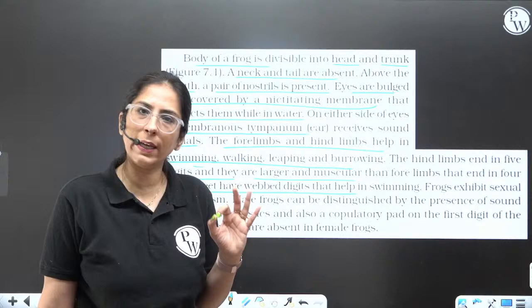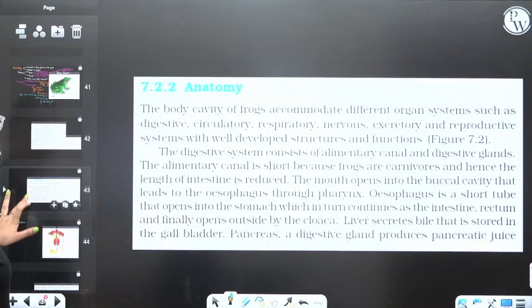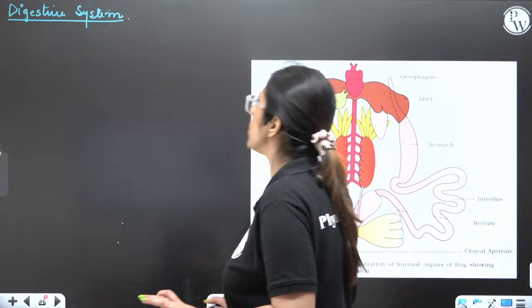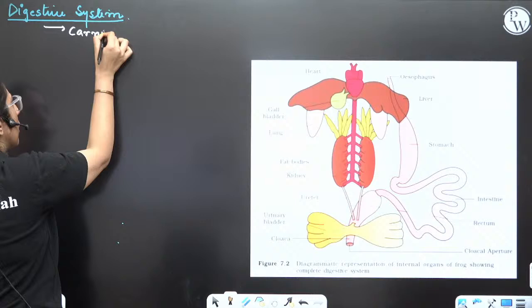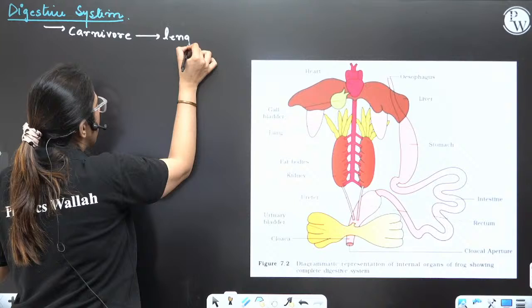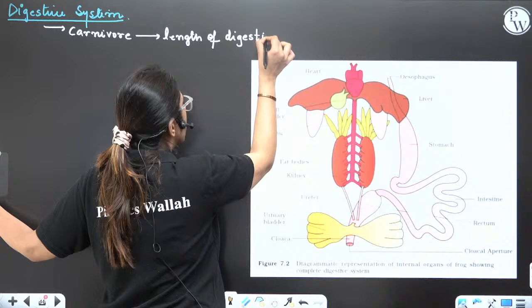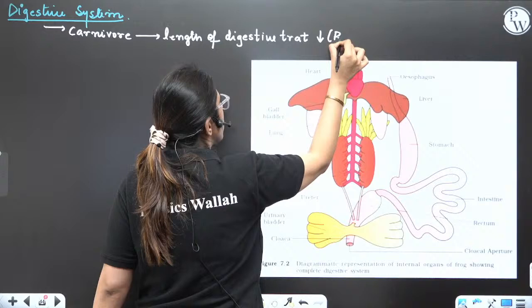Clear? Yes? Now, we have to talk about the anatomy. In anatomy, first we are starting with the digestive system. Everyone's favorite digestive system. Now, if I look at these organisms, they are carnivores. So, that is the reason the length of the digestive tract is reduced. The digestive tract is less, means reduced, because they are carnivores.